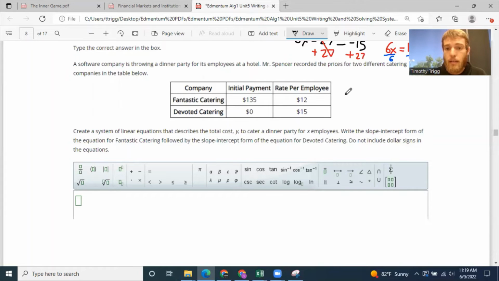So in this case, that's going to be y equals, and we're going to write our equations in y equals mx plus b slope-intercept form, right? Where m is the slope, b is the y-intercept. Remember, this is the way that we write lines most often. So y equals, I know it's going to be plus 135. That's our y-intercept. That's our b. So what's this 12 per employee? Well, we're going to write 12x, where x is the number of employees.